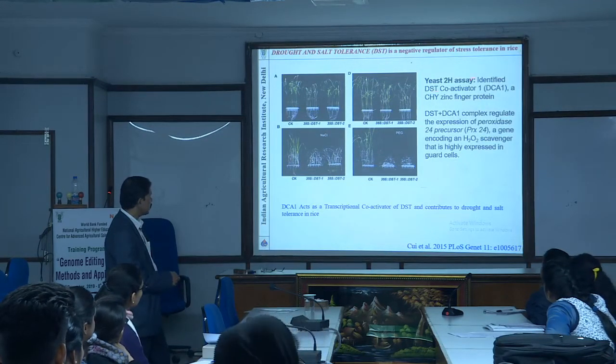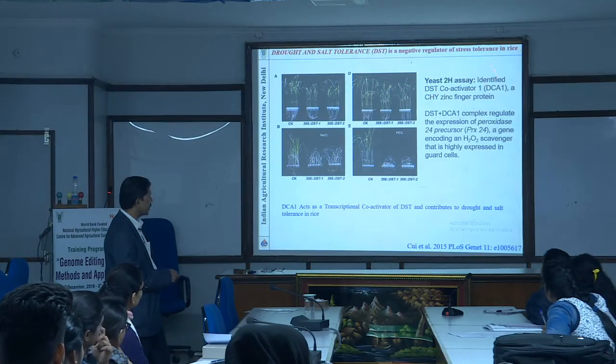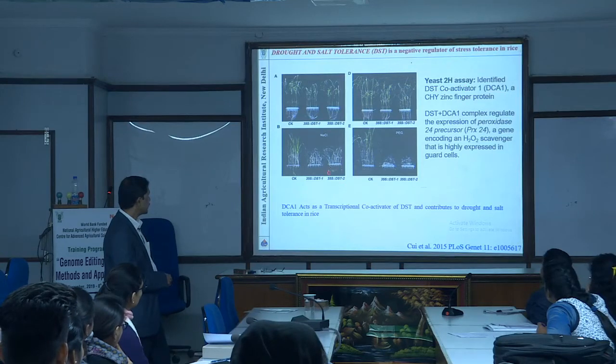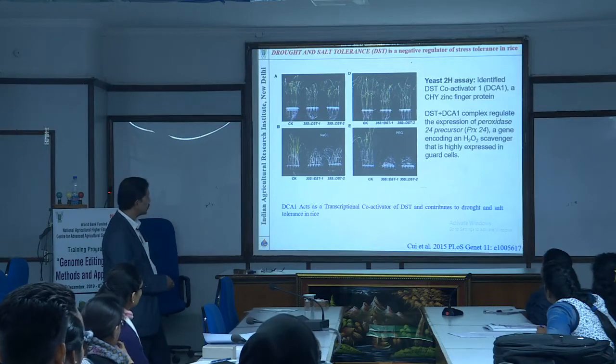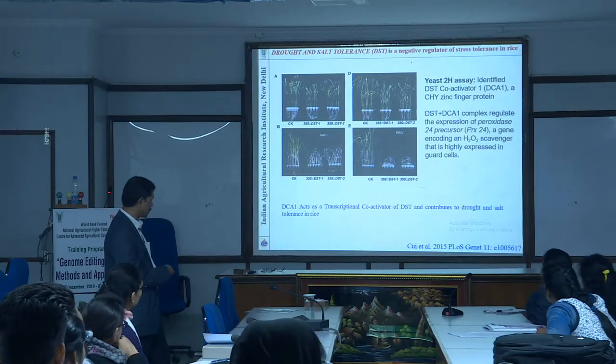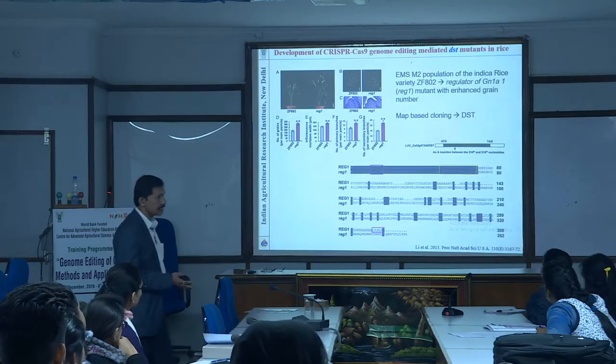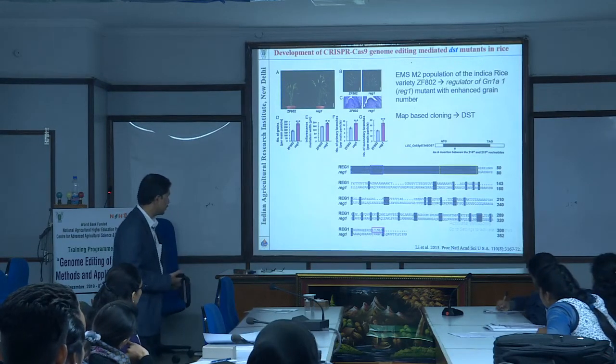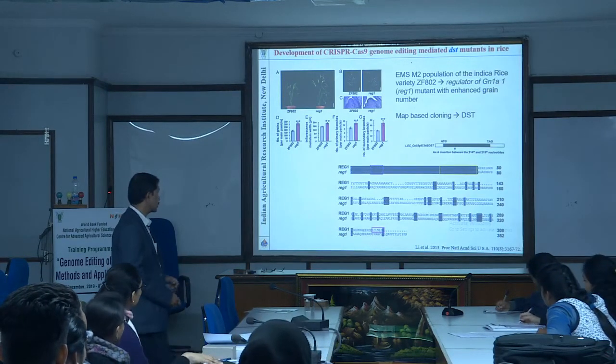And by using yeast two-hybrid also, they identified another co-activator zinc finger protein, which is called BCA. When this was overexpressed, these plants also produced a sensitive phenotype to drought and salt. So by different means, it appears that if we mutate DST, we may get a good phenotype for stress tolerance.